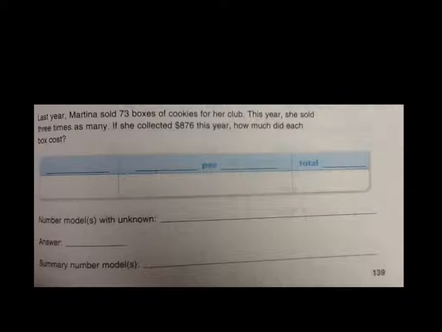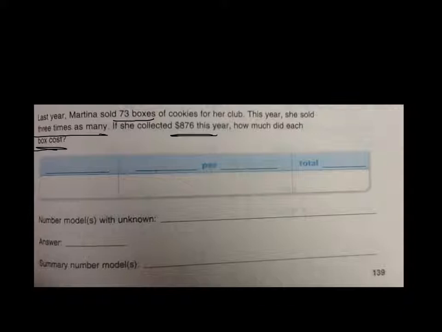This is number 6 on the page. It says, last year, Martina sold 73 boxes of cookies for her club. This year, she sold 3 times as many. If she collects $876 this year, how much did each box cost? So we know how many boxes she sold last year. We know this year she did 3 times as many, and she collected $876. So how much did each of the boxes cost?